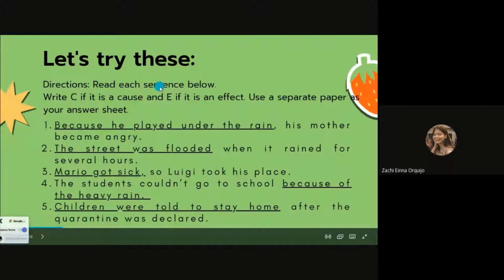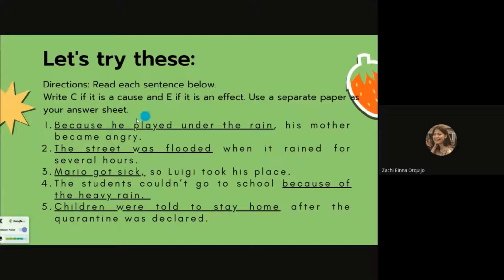We will read each sentence below and identify whether the underlined clauses are cause or effect. So write C if the underlined clause is a cause, and E naman ang ilalagay ninyo sa inyong mga notebook kung ito ay effect. So what's the difference between cause and effect? Pag sinabi nating cause sa Tagalog, sanhi. Pag sinabi naman nating effect, bunga. Sanhi at bunga.